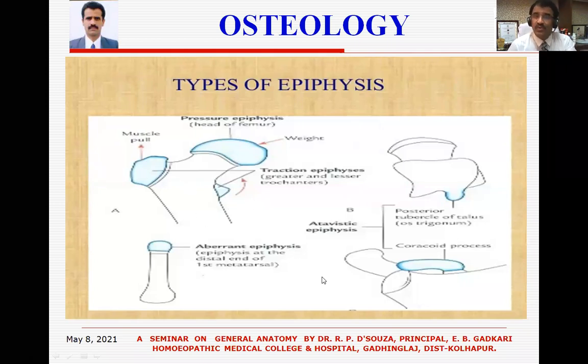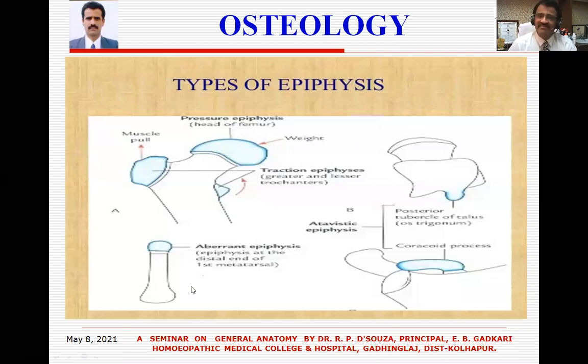But there are other two, like aberrant epiphysis and atavistic epiphysis. Atavistic epiphysis means which is sometimes present. The coracoid, which is a separate bone and which gets attached to another bone. So the universal example of atavistic is the coracoid process of scapula, because the coracoid process was a separate bone morphologically, but eventually it gets attached to the scapula. So it is called atavistic epiphysis.